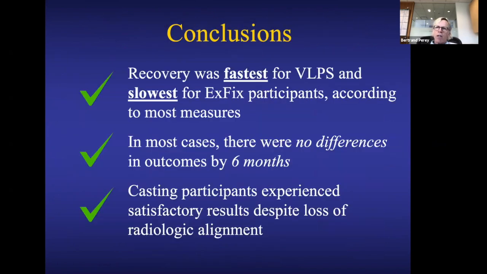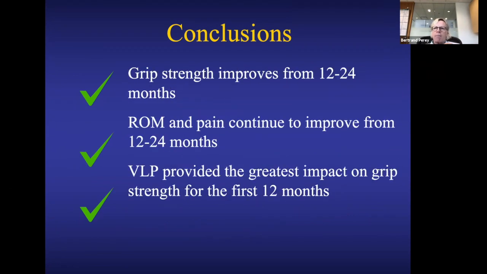Motion was the same. Conclusion is recovery was fast with volar plate and slow with X-fix. Not a surprise. In most cases, no differences by 6 months. So casting participants experienced a satisfactory result despite loss of radiographic alignment. Grip strength improved from 12 to 24 months. Range of motion improved from 12 to 24 months. And the volar plate provided the greatest impact on strength for 12 months. I'm going to stop there because there are 6 other papers that came out of that we can discuss.